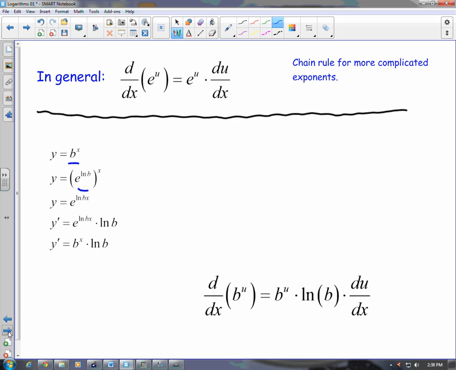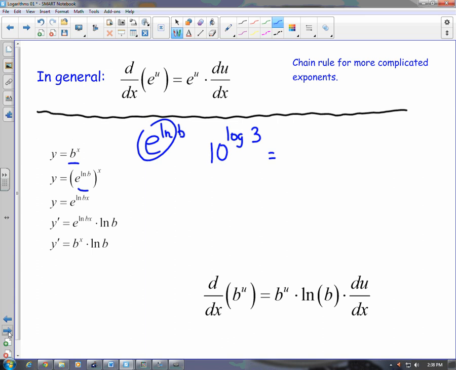And you're like, wait a minute, e to the natural log of b? Well, do you remember, if I've got 10 to the log base 10 of 3, do you remember what this is? It's 3. Right? And this comes from the log definition.